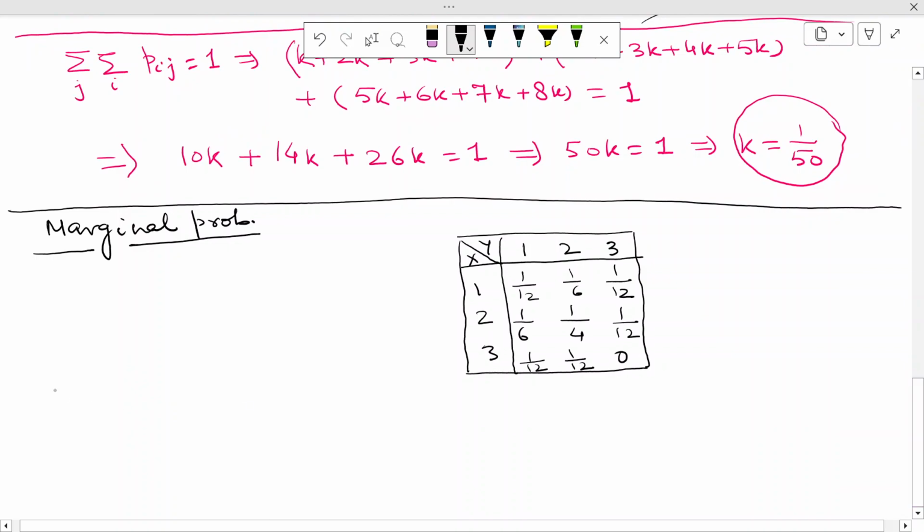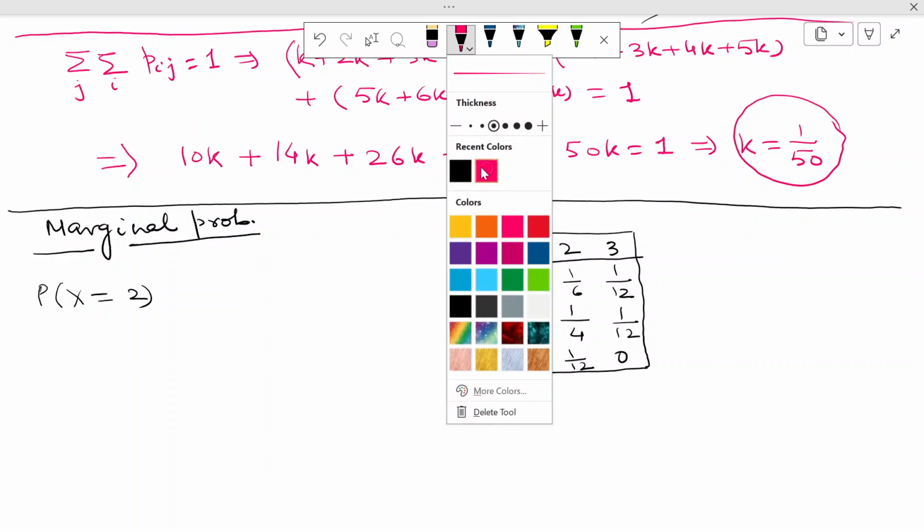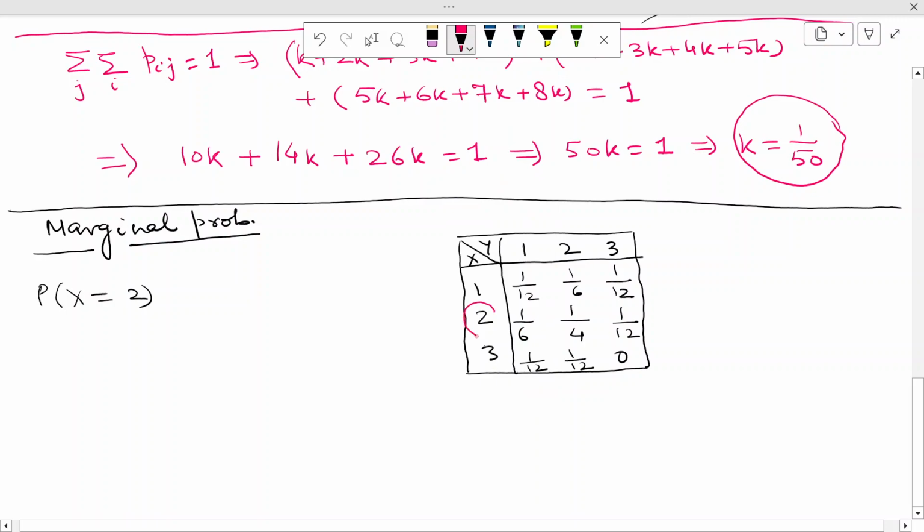And suppose you are looking for the probability for x is equal to 2. Now, if you look at this table, you are not directly getting the probability for x is equal to 2. Why? Because here you can see that x is equal to 2 is this row, and whenever you are considering this 2, the probabilities are corresponding to y is equal to 1, y is equal to 2 and y is equal to 3.